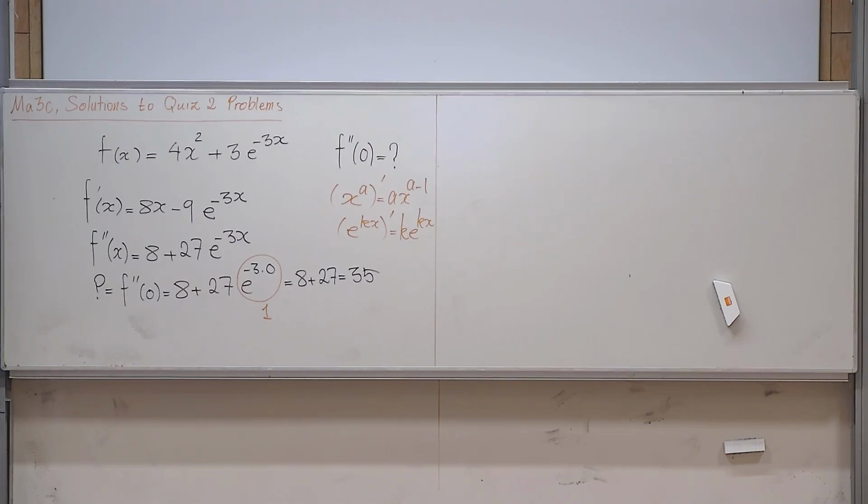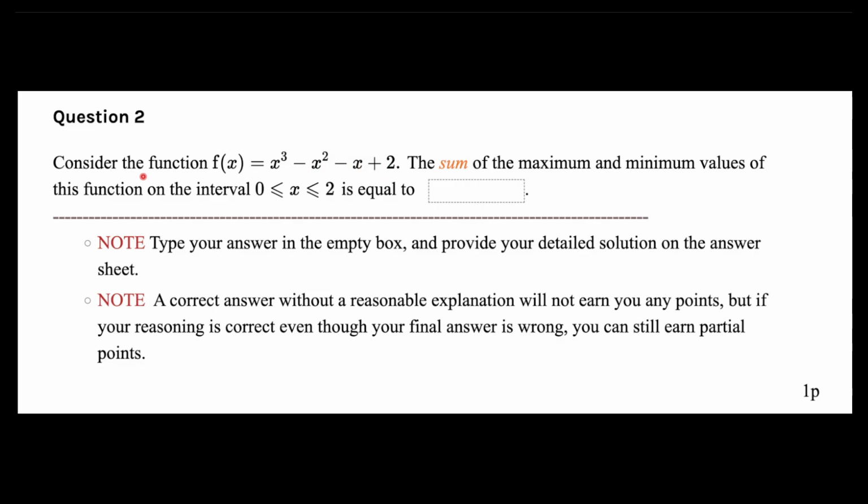Okay. So let us go to the next problem. Okay, so consider the function f of x equals x cubed minus x squared minus x plus 2. The sum of maximum and minimum values of this function on this interval is equal to what?